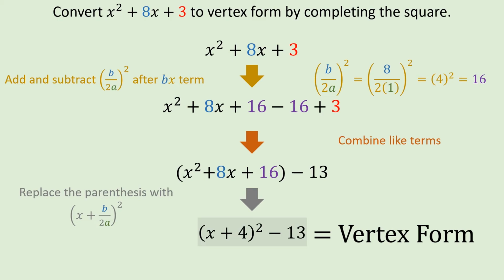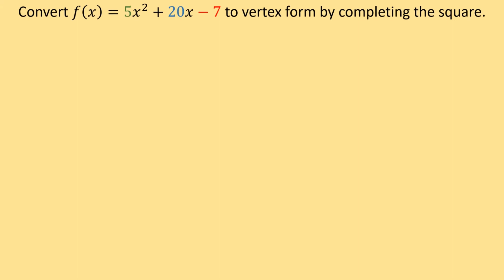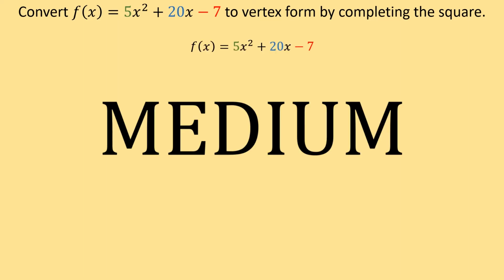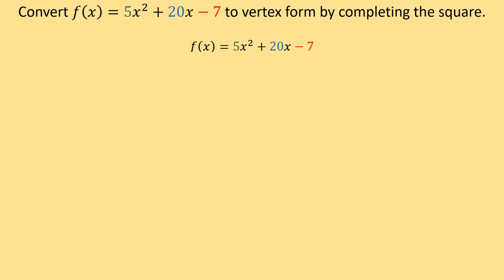So let's look at a problem with a medium level of difficulty. Now let's convert f of x equals 5x squared plus 20x minus 7 to vertex form by completing the square. Notice the only difference between our easy level problem and our medium problem here is that our a value is now 5, and it's written in function form instead of as an expression.